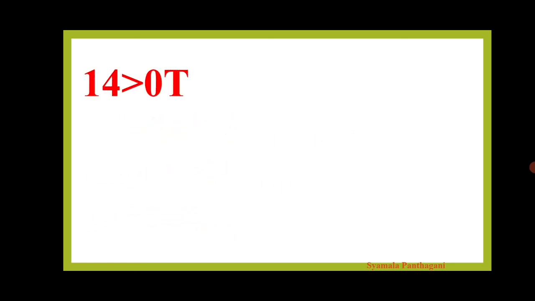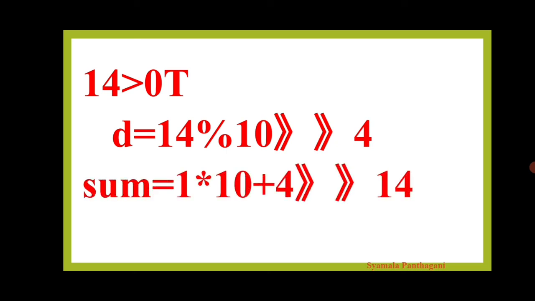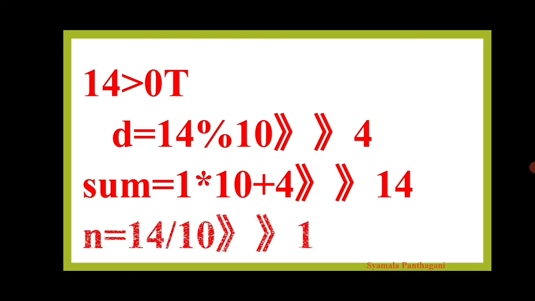That is, the new value of n is 14. 14 is greater than 0. That is true. Now, d is equal to 14 mod 10. The remainder is 4 we are taking here. And sum is equal to sum into 10 plus d. That is, the value of sum is 1 into 10 plus 4. 1 tens are 10 plus 4 is equal to 14. The new value of sum is 14 and now n is equal to 14 by 10. Here we are taking the quotient, that is 1. The new value of sum is 14 and the new value of n is 1 here.